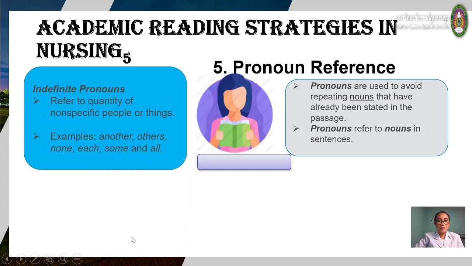So what about indefinite pronouns? Okay, the next one is about indefinite pronouns. So this refers to quantity of non-specific people or things. Like, for example, another, others, none, each, some, and all. So these are signal words that you can see in a sentence.